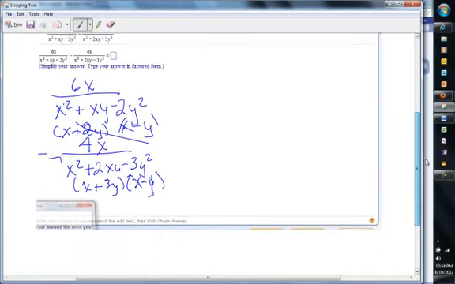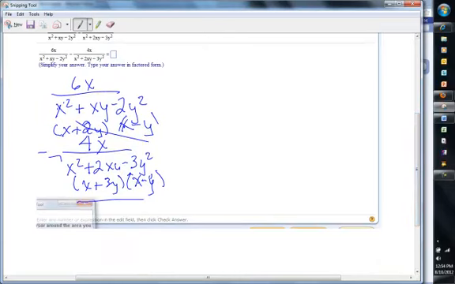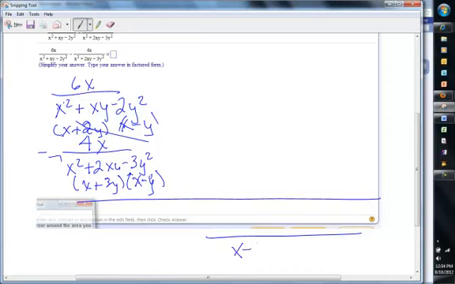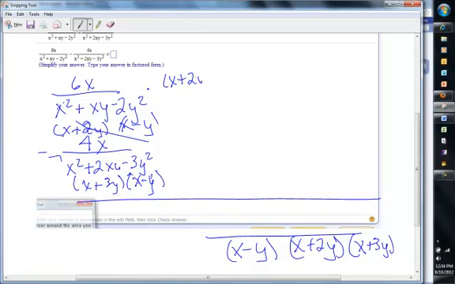Okay, let's get our common denominator then. And we're going to have x minus y, that comes from both of them. x plus 2y is left over in the first one. x plus 3y is left over in the second one. This one's going to have to be multiplied by x plus 3y on the top and the bottom. This one's going to have to be multiplied by x plus 2y on the top and the bottom.